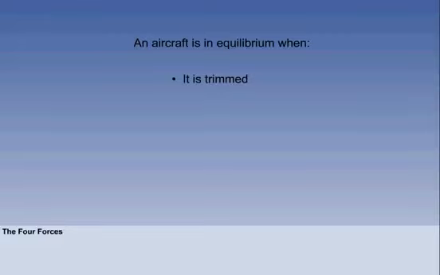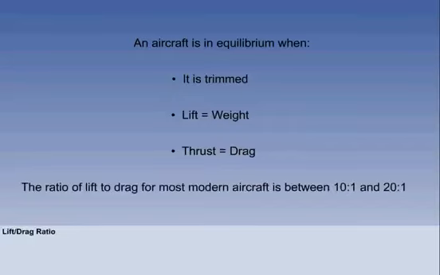This unaccelerated state of flight is achieved with the aircraft trimmed with lift equal to weight and the throttles set for thrust to equal drag. For steady level flight, then, the opposing forces must be equal. The proportion of the lift force to the drag force, known as the lift-drag ratio, for most modern aircraft is between 10 and 20 to 1. In simple terms, this means that lift is 10 to 20 times greater than drag.